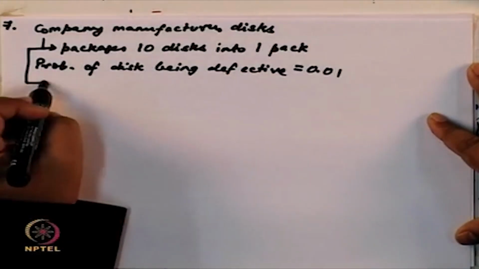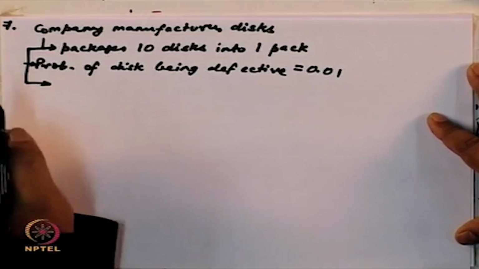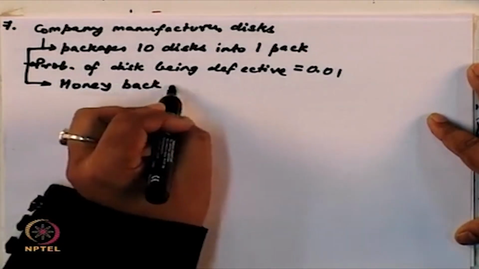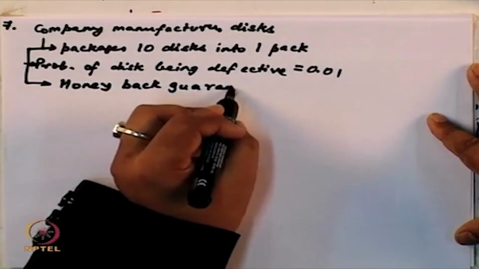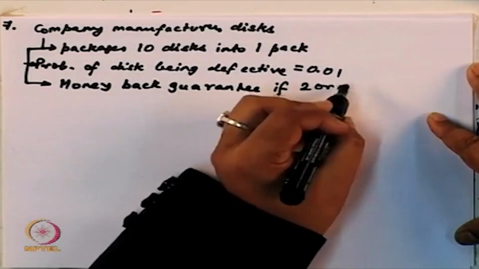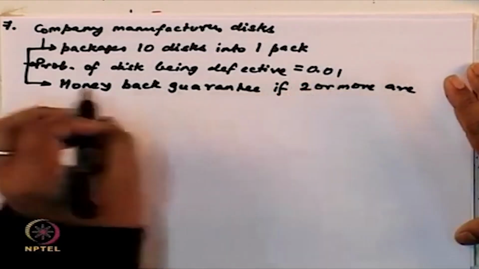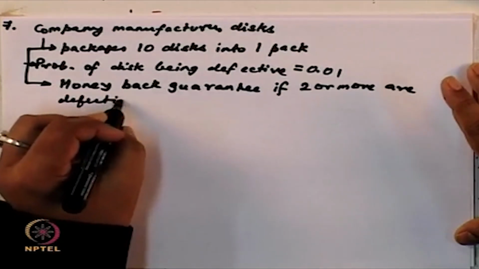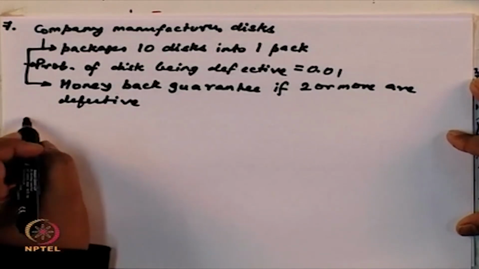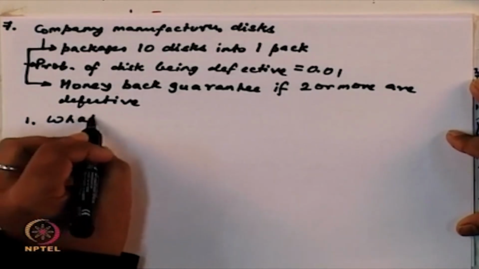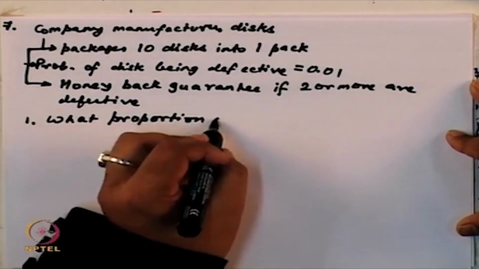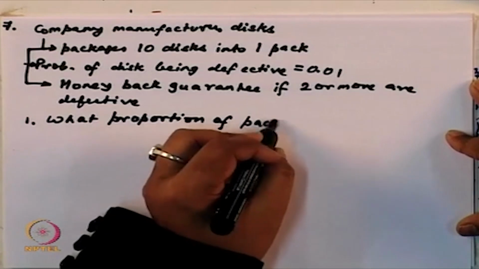Now, this company provides a money back guarantee if 2 or more are defective. So, the first question is, what proportion of packages are defective?